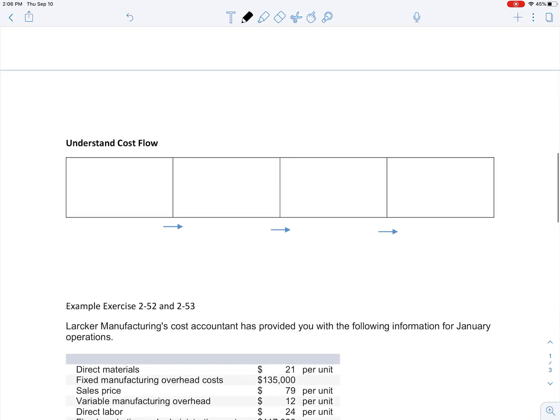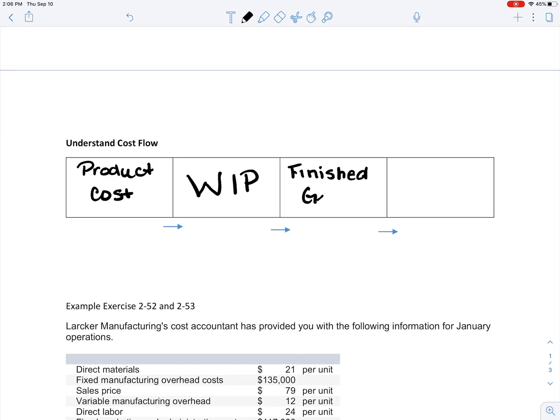One other thing I want to review with you is the cost flow process for cost accounting. We always start with our product costs. These are our direct materials, our direct labor, and our overhead. They get assigned to jobs. This then goes to our work in process account. After that job is complete, then we transfer those amounts to our finished goods.